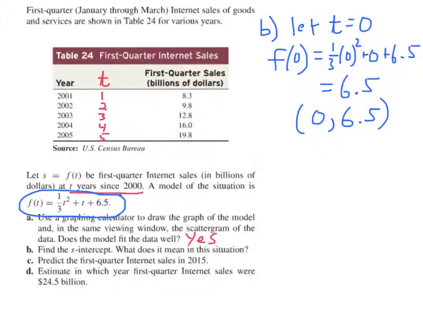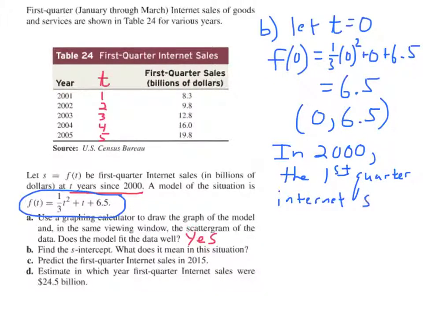And what that would mean in the context of this problem, now t equals 0 corresponds to the year 2000. So that means that in the year 2000, the first quarter internet sales was $6.5 billion. So the first quarter internet sales was 6.5, and remember they're measured in billions of dollars, so it would be $6.5 billion.